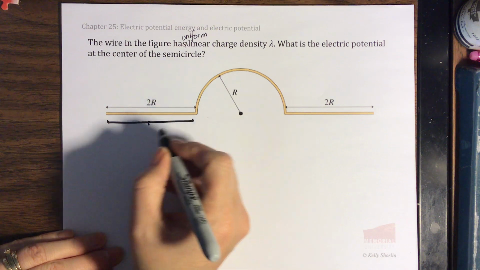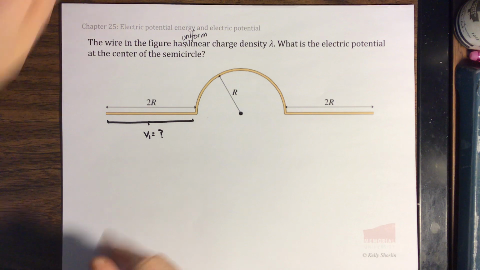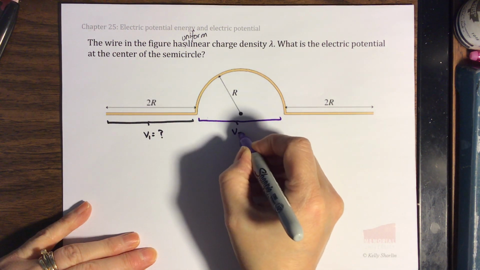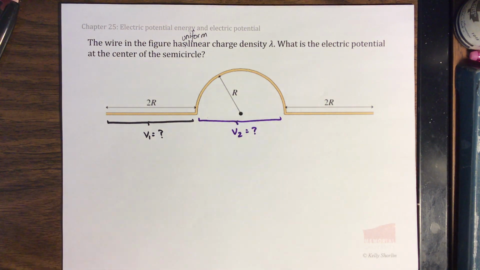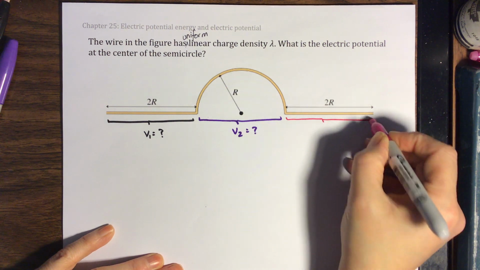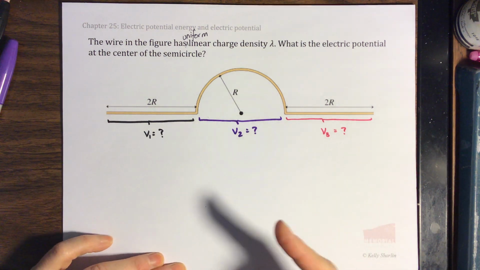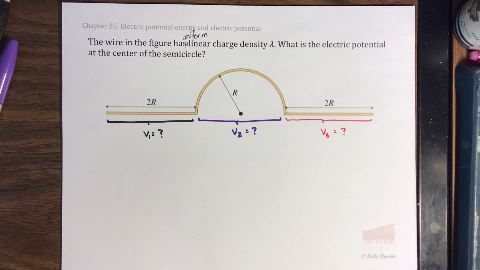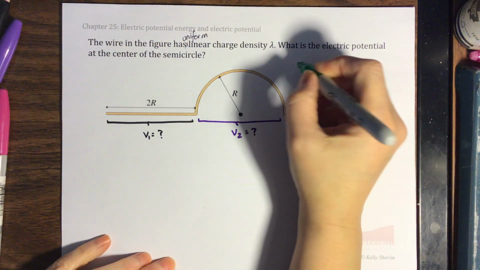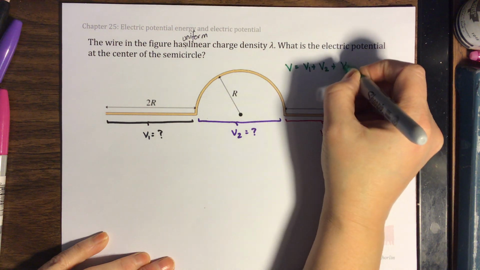So this is section 1 with a potential V1. This is section 2 with a potential V2. And this is section 3 with a potential V3. If we can find the potential due to each of the three sections, then we can just add them up and we can get the total potential. Okay, sounds like we have a goal here. So our net potential is V1 plus V2 plus V3.